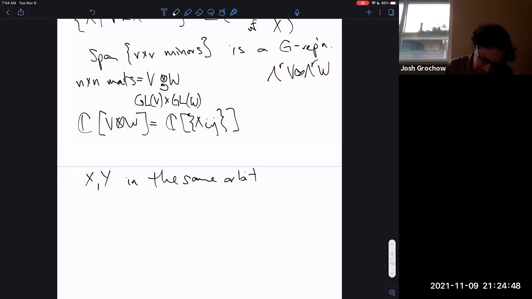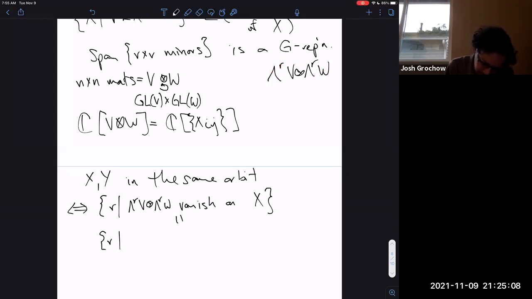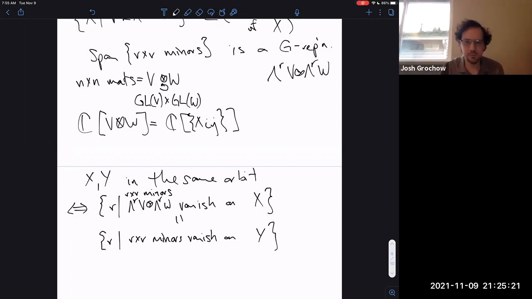So X, Y are in the same orbit if and only if the set of R such that the R by R minors vanish on X, so that tells me the rank, this should be the same as the set of R such that the R by R minors vanish on Y. Okay.